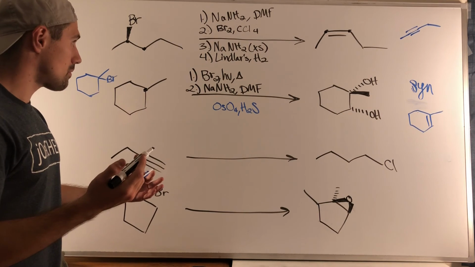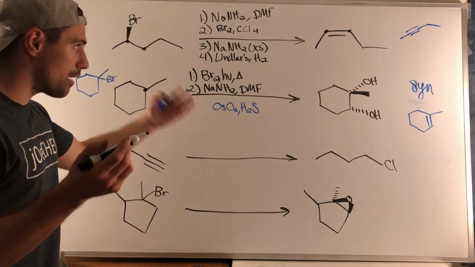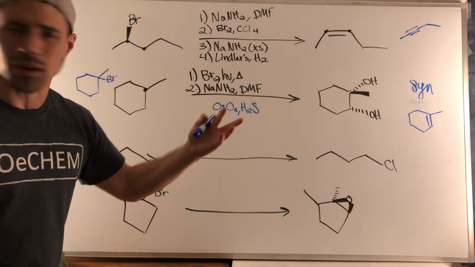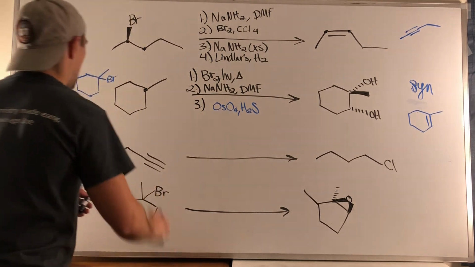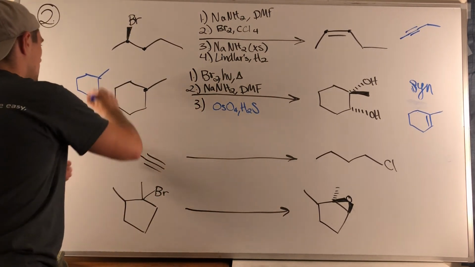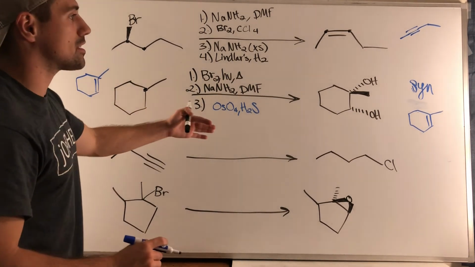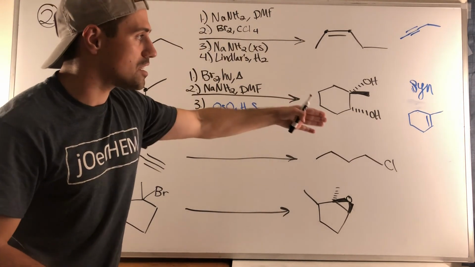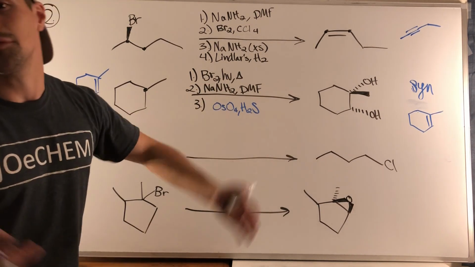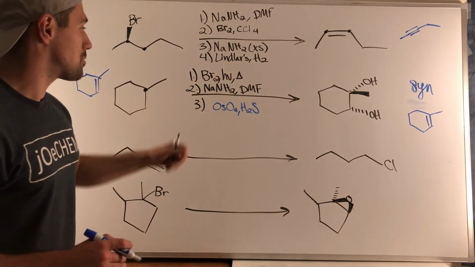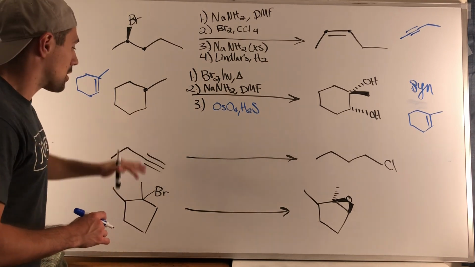HMPA, acetone, DMF, DMSO, it all works. And last but not least, step 3, because that would set us up for this. Then osmium tetroxide gives us the diol across the double bond on the same side of the ring, same side of the molecule, gets you that syn addition. That is the second one.